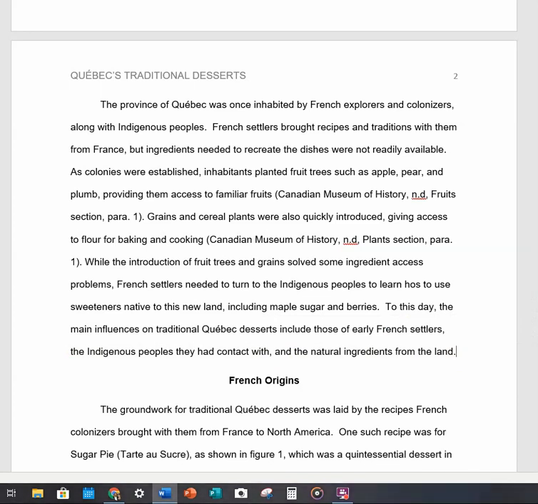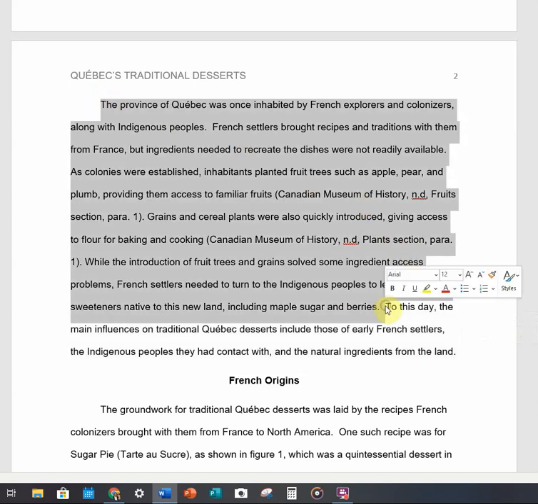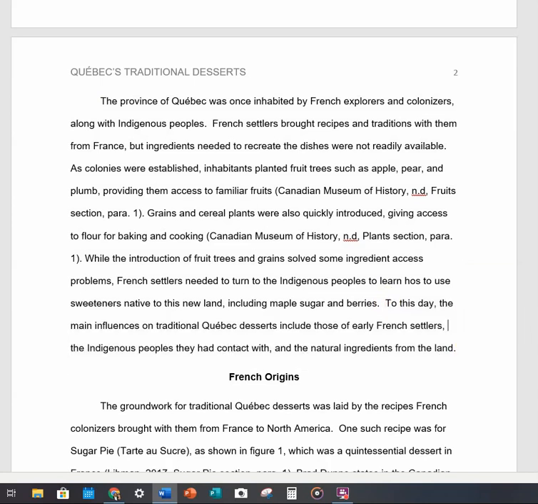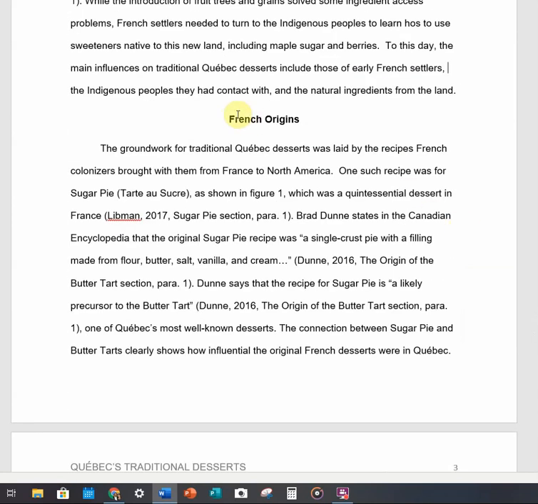Okay, so the research question here was probably something like, what have been the major factors that affected the traditional desserts in Quebec? And this would be the student's answer to that question. So the thesis statement is your answer to your research question, and it comes at the end of your introduction. So here's your introductory material, and here's your thesis statement. Good. Now this student has chosen to include headers.